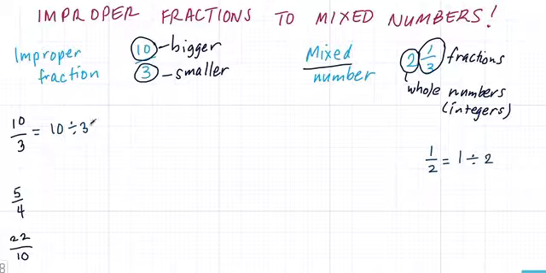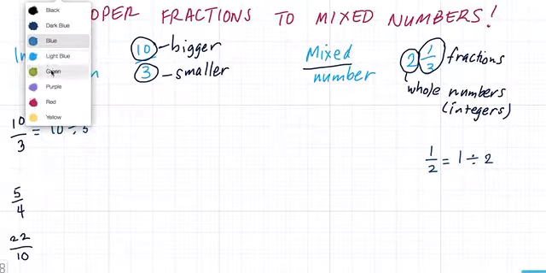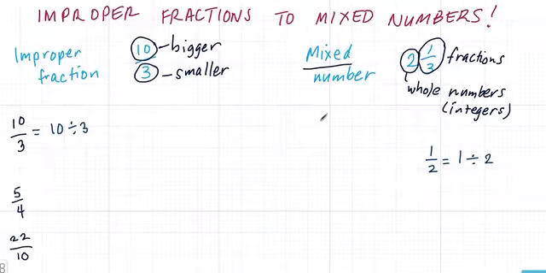So what we want to do is think about how many 3's go into 10. How many 3's are there in 10? And let's do that over here. We can do this using short division. Okay, 3 going into 10. Now we have to think, how many 3's go into 10? 3 times 2 is 6, 3 times 3 is 9, 3 times 4 is 12, too big. So 3 times 3 is 9, and we have a remainder of 1.